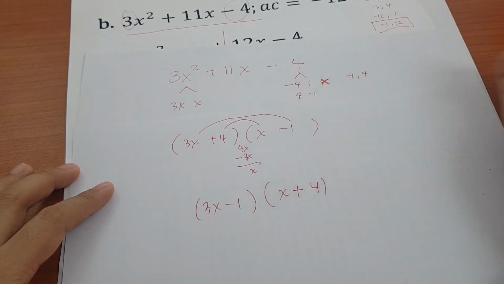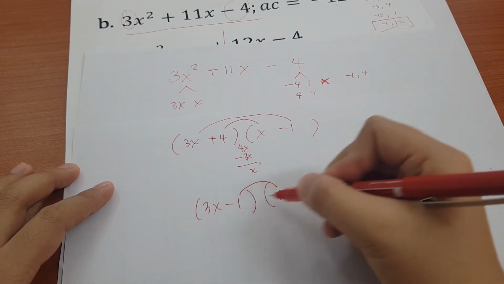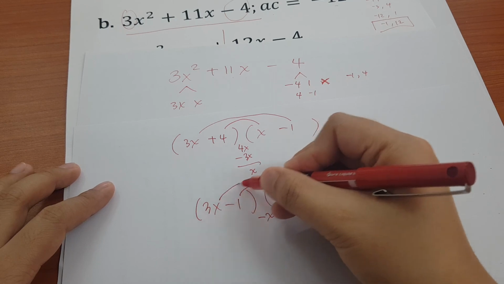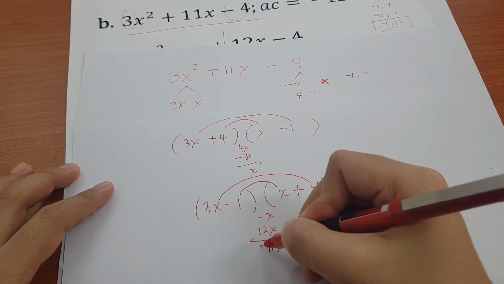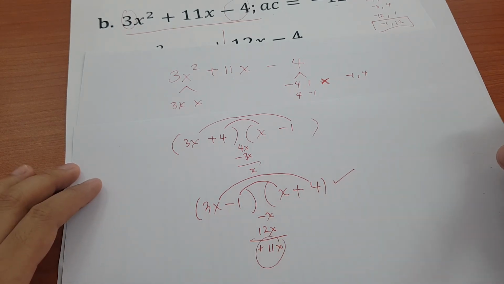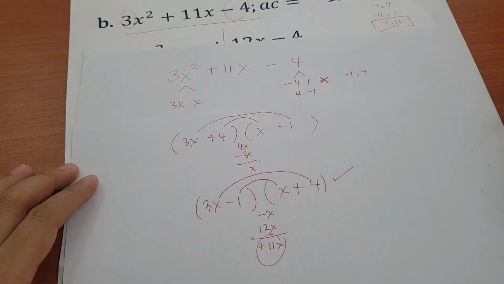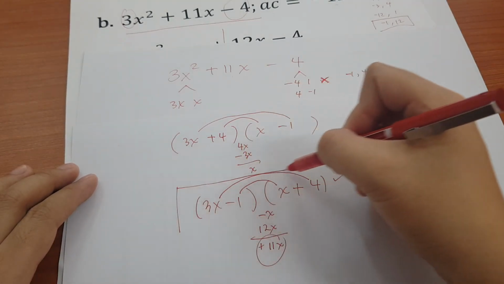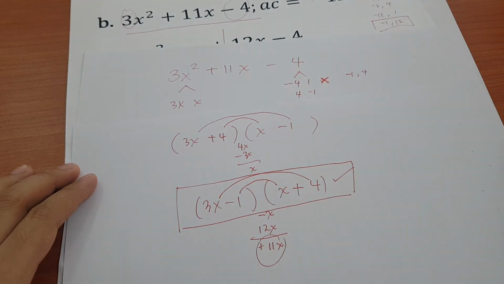Minus 1 and 4. So let's check. Minus 1x, minus x. This will be 12x. The total is 11x positive. So therefore, this is your correct factor. Hence, the factor of 3x squared plus 11x minus 4 is (3x minus 1)(x plus 4).